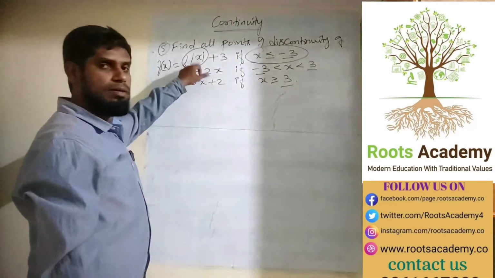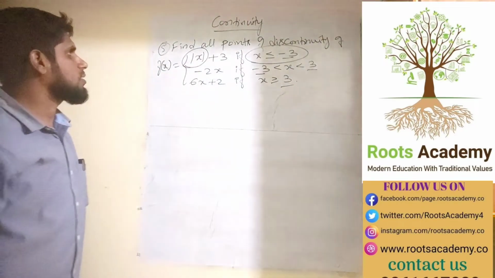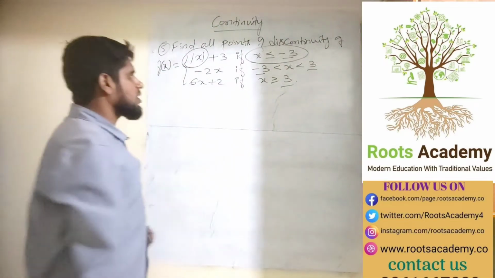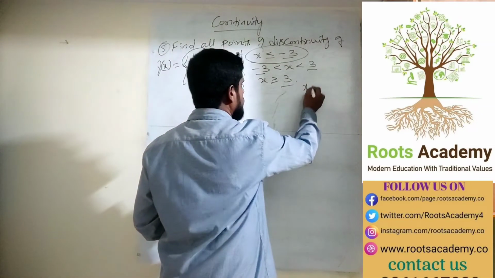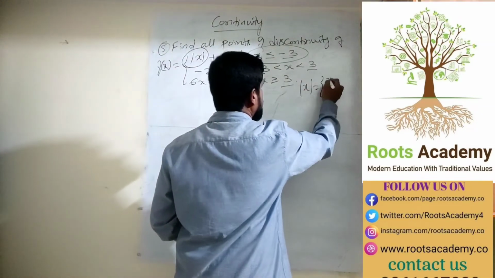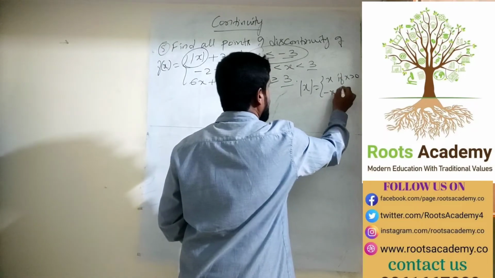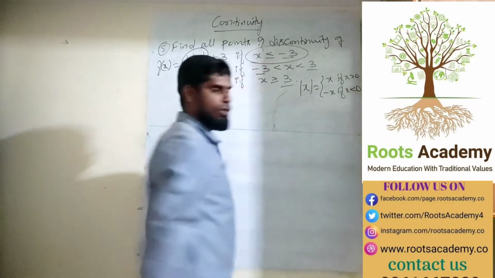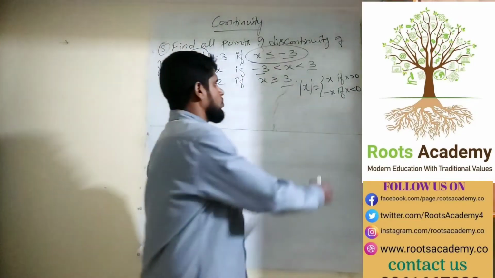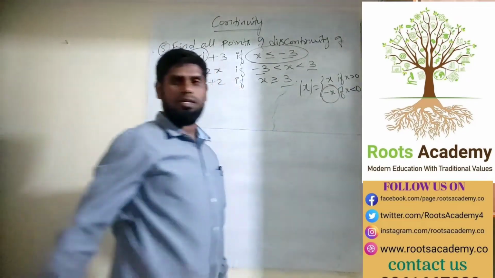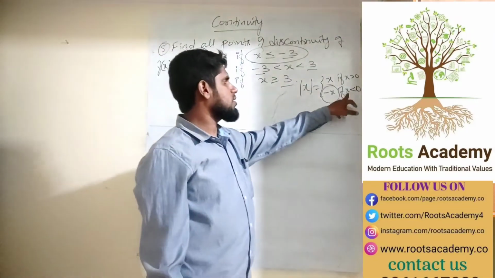This mod x becomes -x, because mod x has two different functions. The definition of mod x: positive x if x is greater than 0, negative x if x is less than 0. So here I should take -x because x is less than -3.